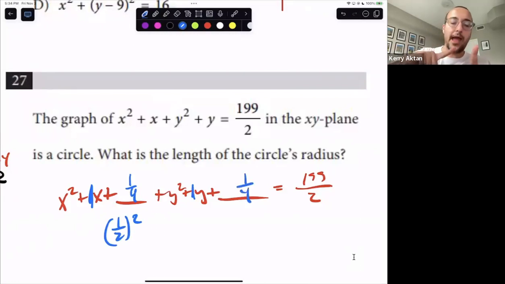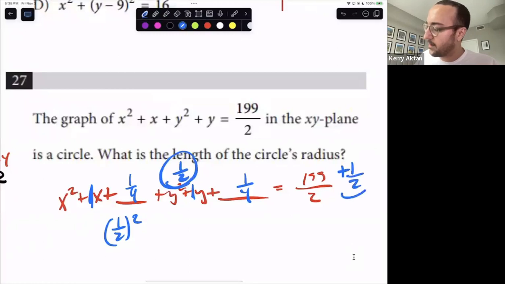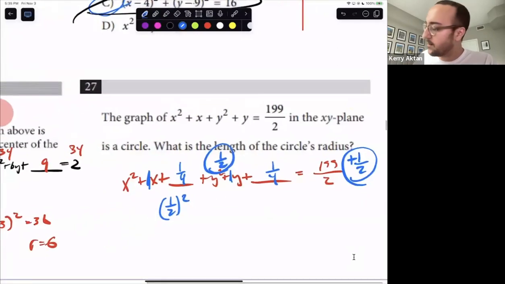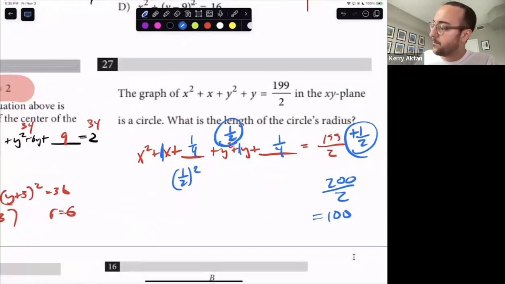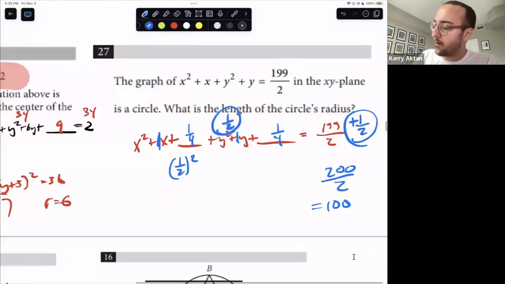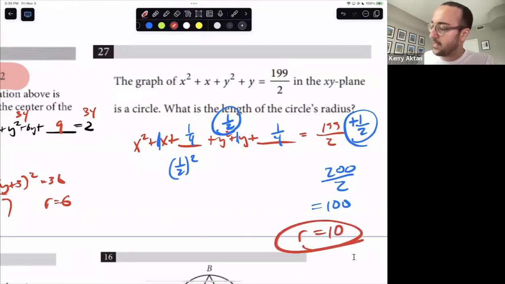If I just added 1/4 and 1/4 to the left side, I really added 1/2 to the left side. What must I add to the right side? The same thing. At that point, 199 plus 1 is 200 over 2. That's really 100. And remember that that's equal to r². R² is 100, thus r would be 10. The answer here is 10.